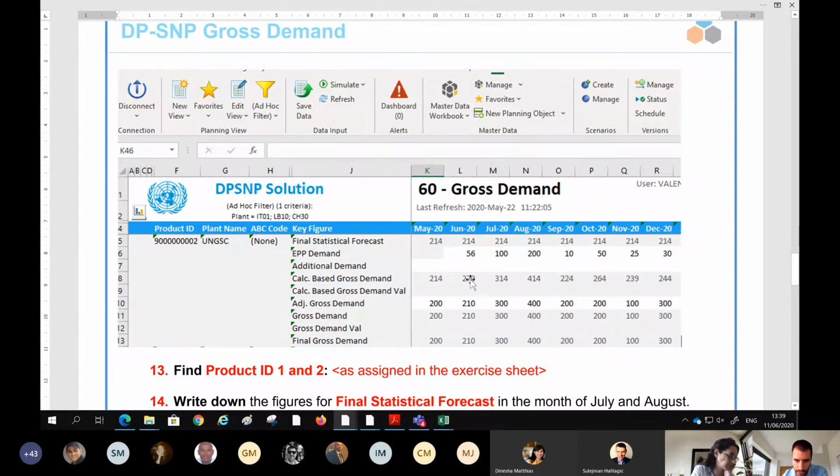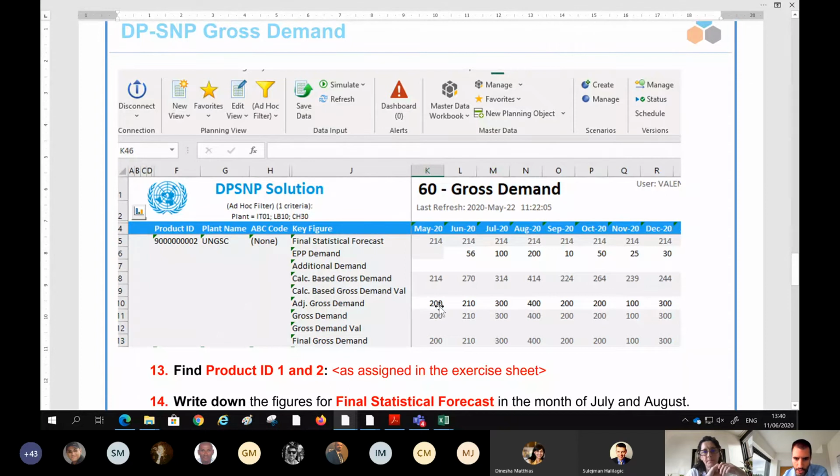Then we have the calculated base gross demand value. That is multiplying this quantity by the unit price, or if we are talking about a service, it would be the same. And then at this level we have the option to adjust the gross demand. So if after we have our calculated base gross demand, we as a planner consider that we need to adjust something, it's possible to adjust the gross demand directly here.